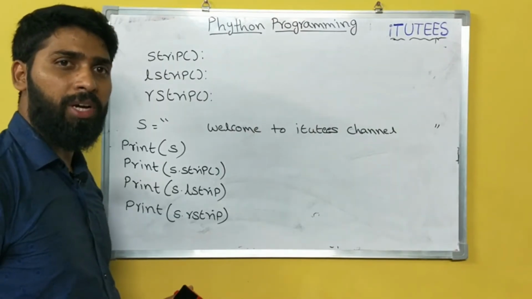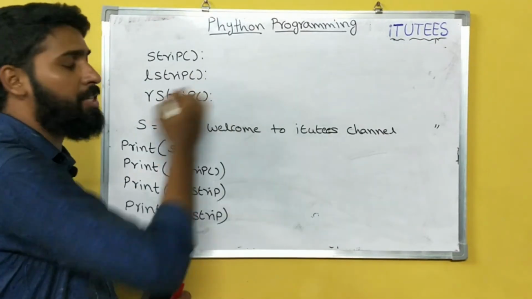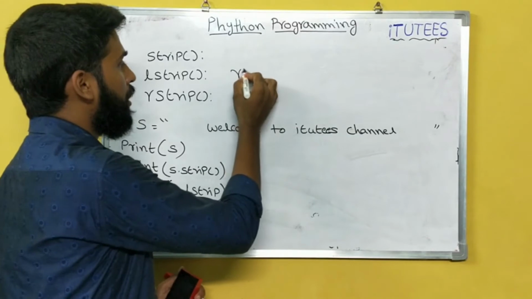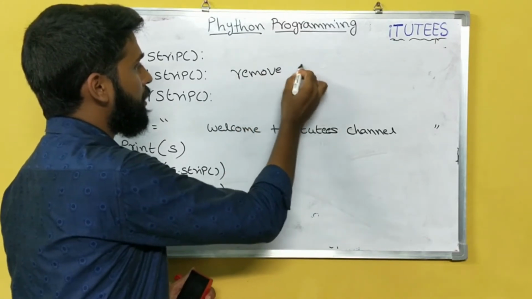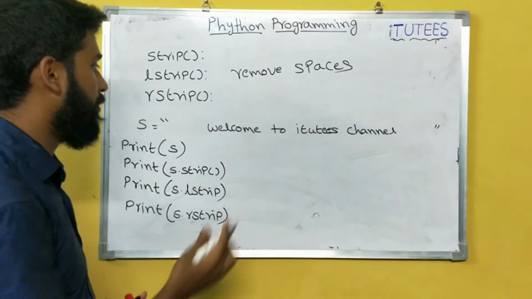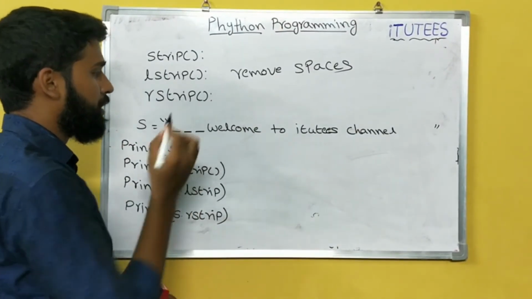If you want to remove the spaces in a string, then we can use strip, lstrip or rstrip. So these functions are used to remove spaces. We discuss with one example. S equals to, so these are the spaces.